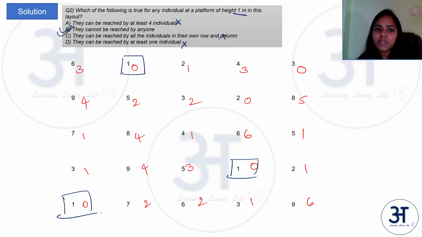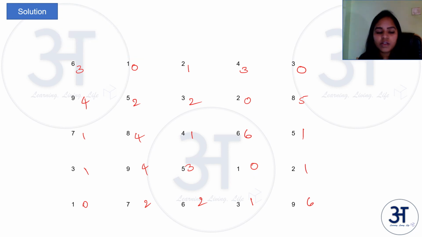So they can be reached by all the individuals in their own row and column, no. They can be reached by at least one individual, no. So the answer is they cannot be reached by anyone. Let us go to question 3.